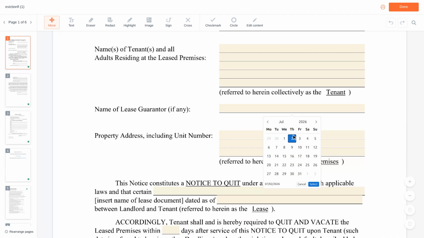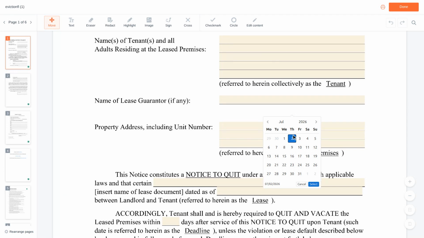Next, the leased premises. Type the full street address, including the unit number, exactly as the lease describes it, then the city, state, and zip code on the next line. The notice and the lease should describe the same premises, so copy it word for word rather than from memory.